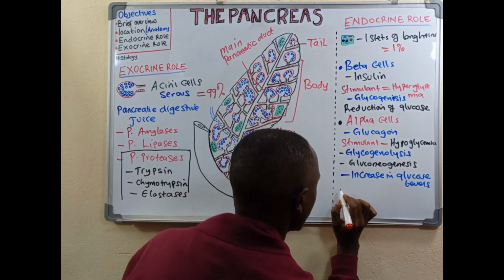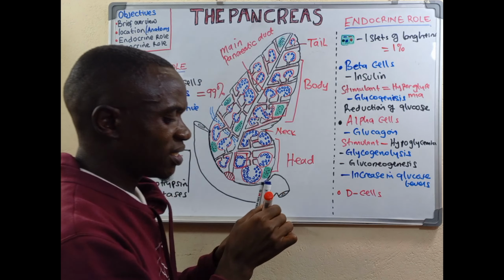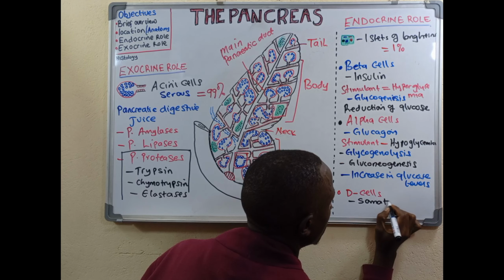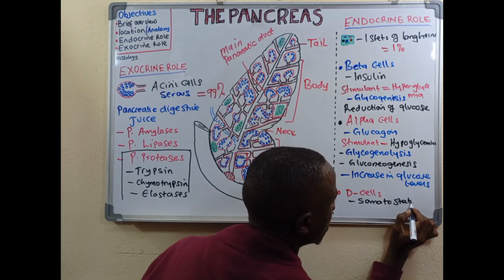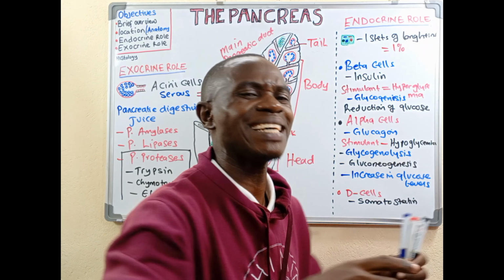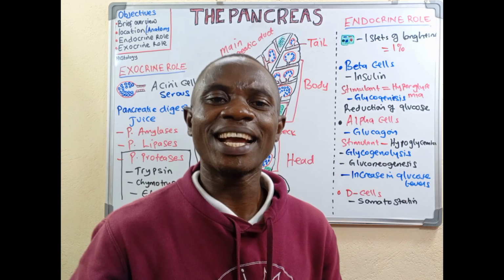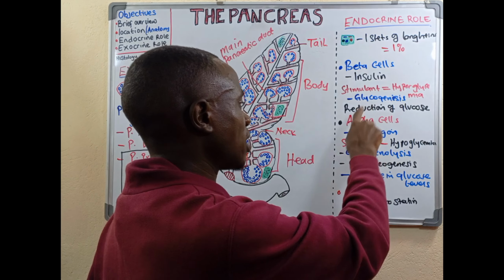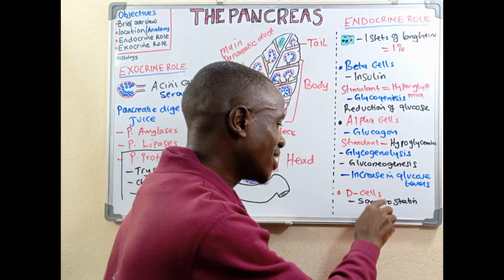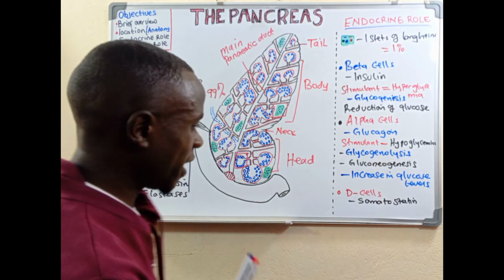Then we also have some other cells like the D cells, which are very important. They release a hormone called somatostatin. This hormone has an inhibitory effect on the beta cells and the alpha cells. It can inhibit both from producing insulin and glucagon. So these D cells producing somatostatin exert an inhibitory effect on the alpha cells and the beta cells.